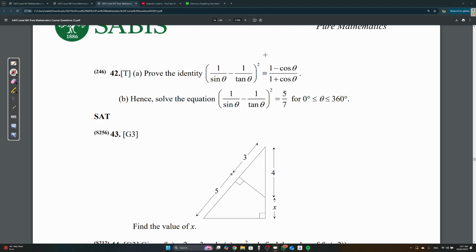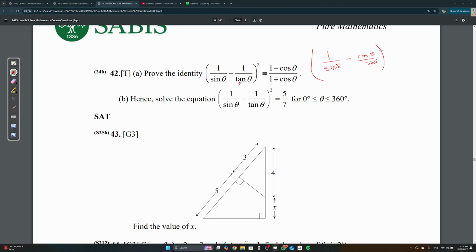Prove the identity. This is equal to this. Okay, so we need to somehow get cosine up here. I read the solution because honestly it's 2:30. I want to go sleep. But I understood it. Okay, 1 over tan theta is just cosine theta over sine theta.